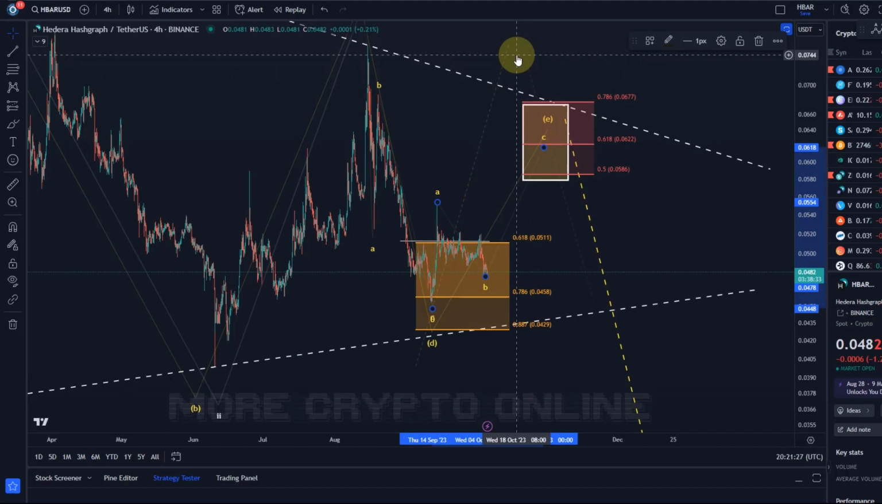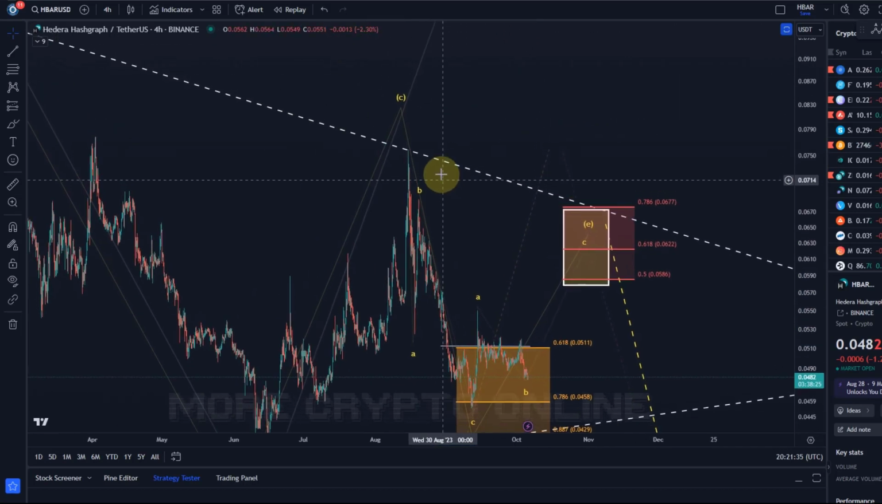Something more bullish is of course possible, but at the moment nothing I'm primarily watching for. There are clear levels that need to be broken to the upside to suggest something really more bullish. That would be, for example, here a break above the C wave high at 7.6 cents. But first of all, the price doesn't even seem to be very motivated to reach the C wave target there of wave E. Yeah, that's my update about HBAR.